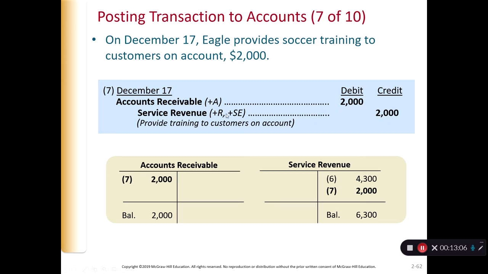So when we have accounts receivable increase, it's an asset account increasing, we debit it. And when we have a service revenue account increase, it's LOR, it's credit, we credit it. And when we're posting, we post the debit on the left-hand side of accounts receivable, and we post the credit of revenue on the right-hand side of revenue. And hence we have such balance.